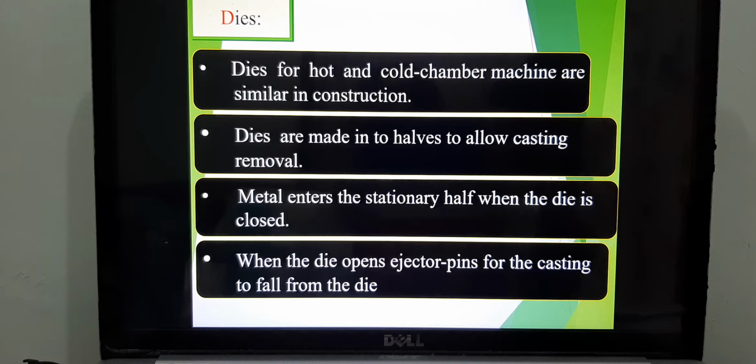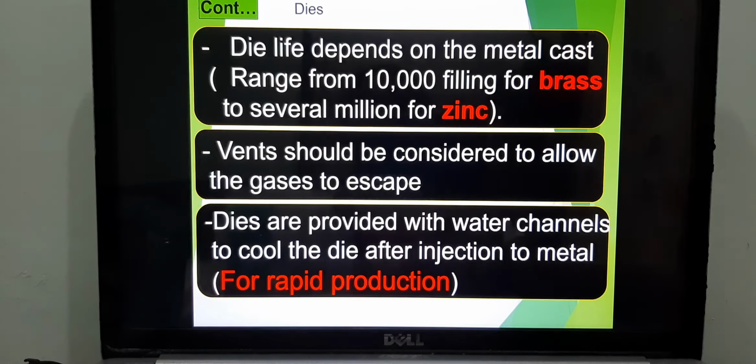Similarly to sand casting, here the metal molds are also made in two halves, but here we do not call it the cope and drag. We call the two halves of the mold the movable half and the stationary half. Normally in a die casting process, the metal enters the stationary half when the die is closed, and when the die opens, the ejector pins push the casting from the die and the part will be ejected. I will explain this in detail shortly.